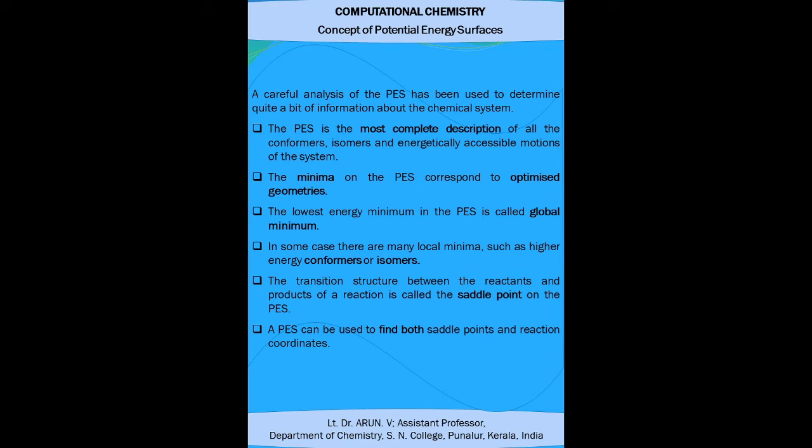The transition structure between the reactant and the product of the reaction is called the saddle point on the potential energy surface. A potential energy surface can be used to find both the saddle point and the reaction coordinates. So, by analyzing a potential energy surface, we can find out this information.